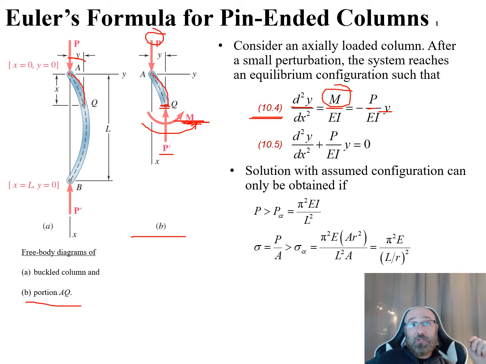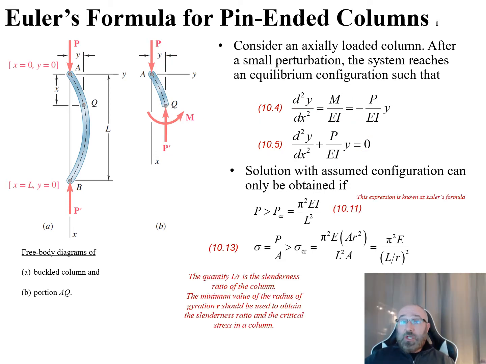So now 10.4 says that our second derivative of y with respect to x is equal to negative P all over EI times our distance y, where this is our distance y right there, which is that deflection that we talked about earlier. Now we can transpose the last term, and we end up with a relationship that we see here in 10.5, where we have our second derivative of y with respect to x, our d squared y over dx squared, plus now our load P all over EI times y, and this is equal to 0 when we transpose and move this back over to the other side of our equation in 10.4.